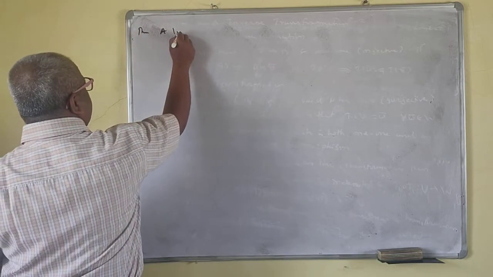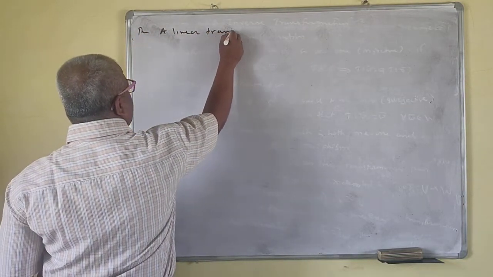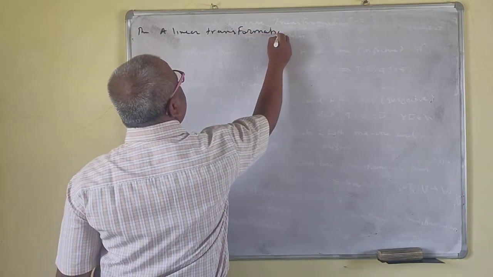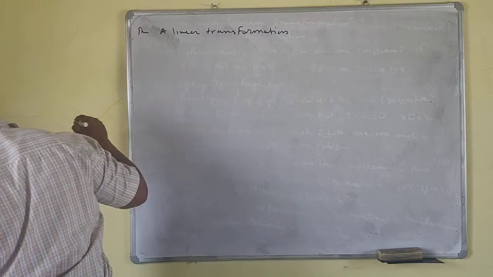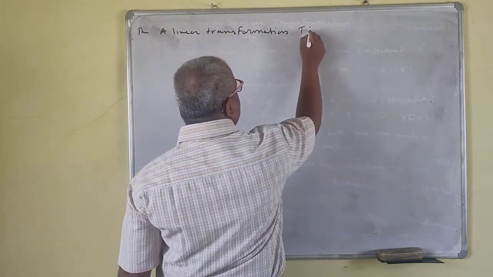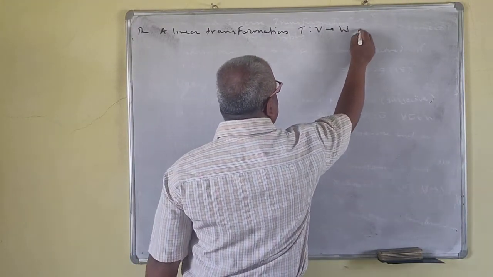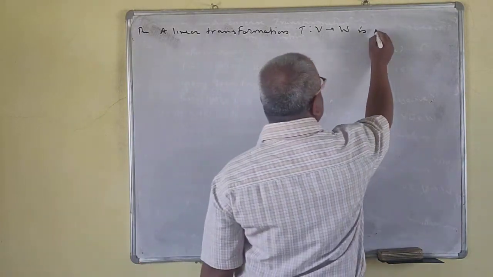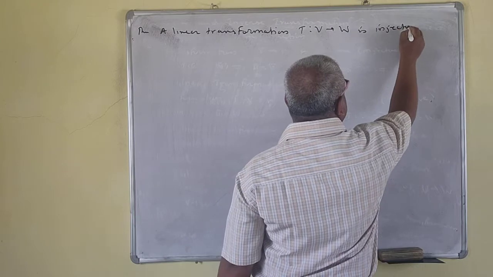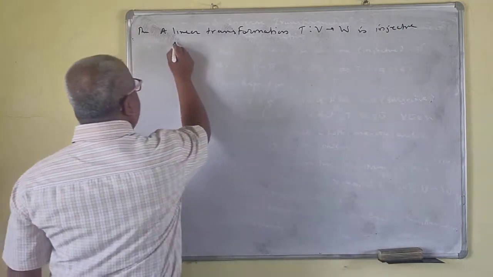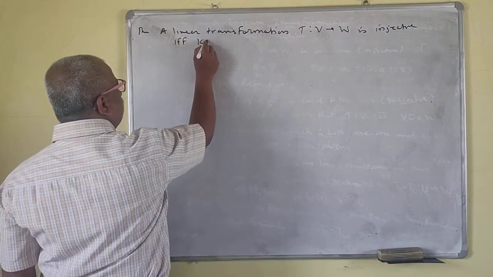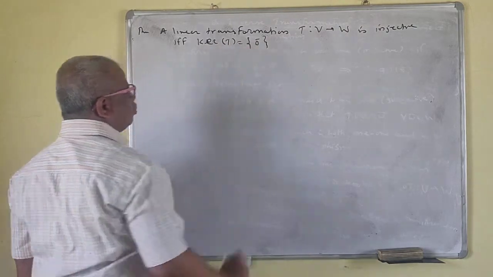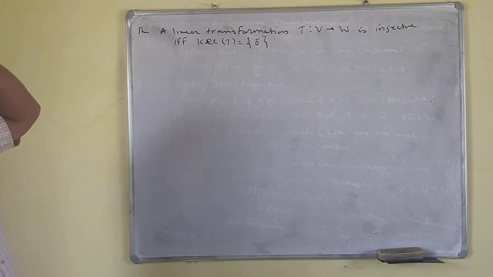A linear transformation T from V to W is one-one, that means injective, if and only if the kernel of T is the singleton zero vector.